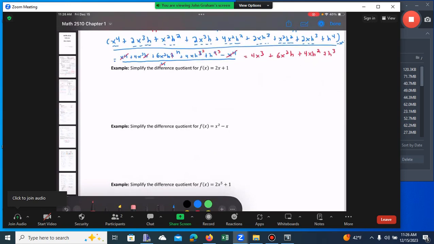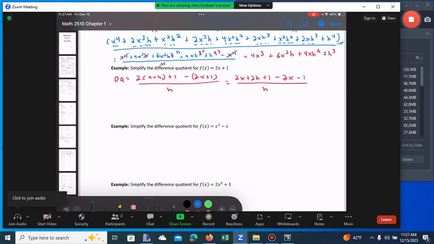So if you want to simplify the difference quotient for 2x plus 1, we'll have 2(x plus h) plus 1 minus (2x plus 1) over h. We'll distribute, so we get 2x plus 2h plus 1 minus 2x minus 1 over h. This one's a little easier.